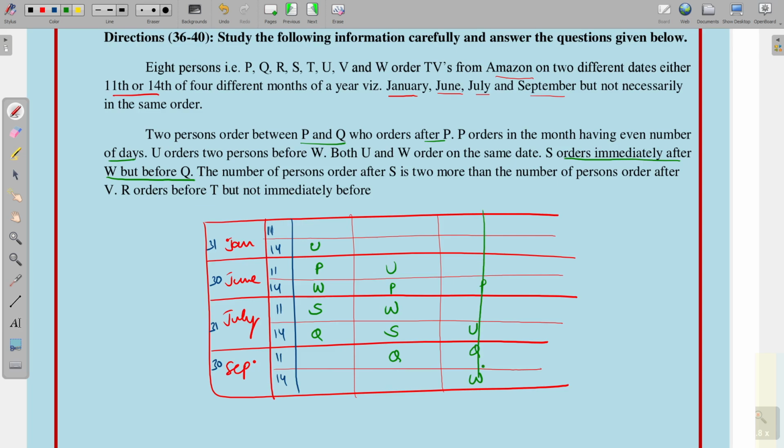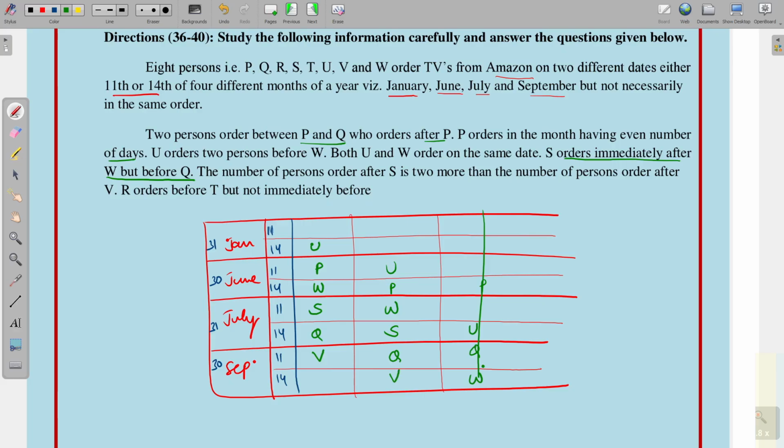And next, the number of persons ordering after S is 2 more than the number of persons after V. So after S, 1 to 3 persons are there. 3 persons is 2 more than after V. After V only 1 person is placed. Here 2 persons, and it is 2 more, in the sense V is placed here.